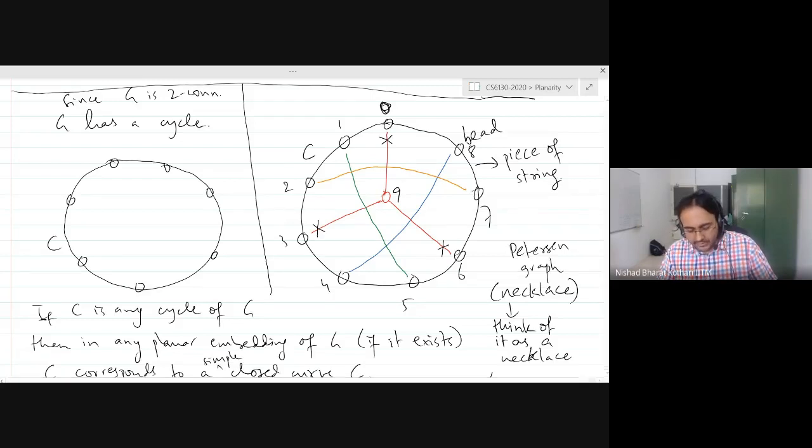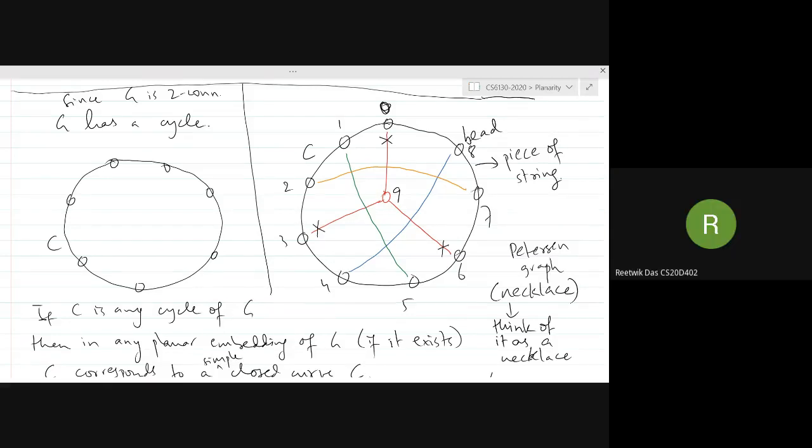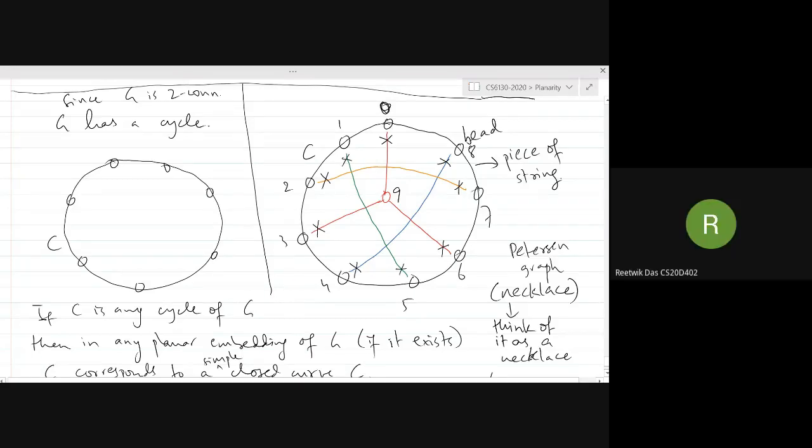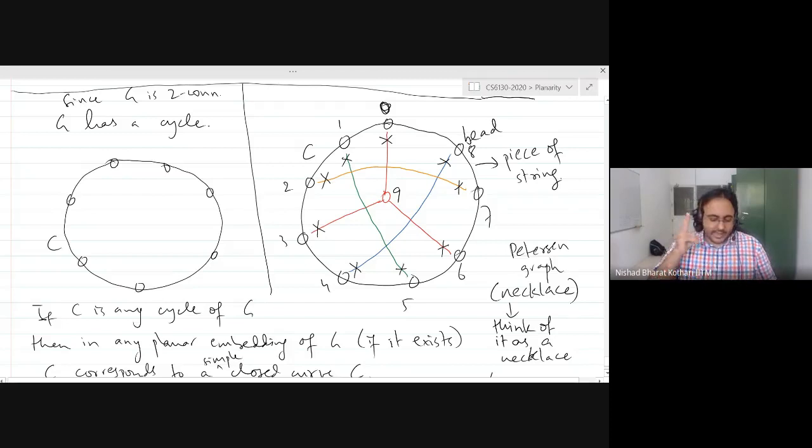Are these the only cuts, or should I put more cuts? Yeah, I think same for all the colored edges. So here, here, here, here, here, and here. Is that what you mean? Yeah. Good. So this is exactly what we are going to do.